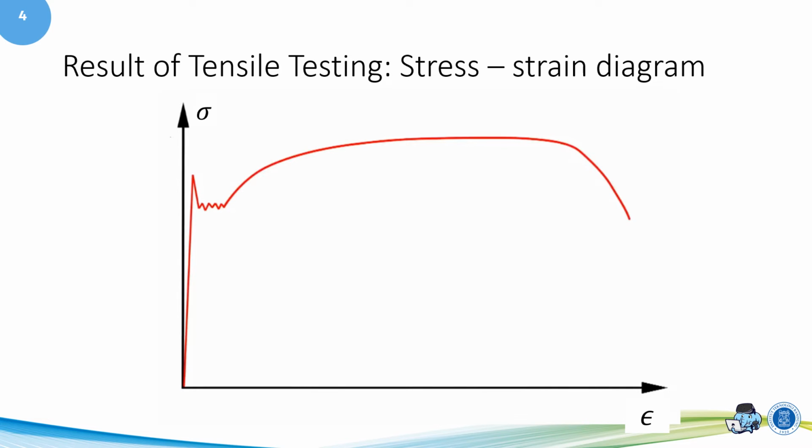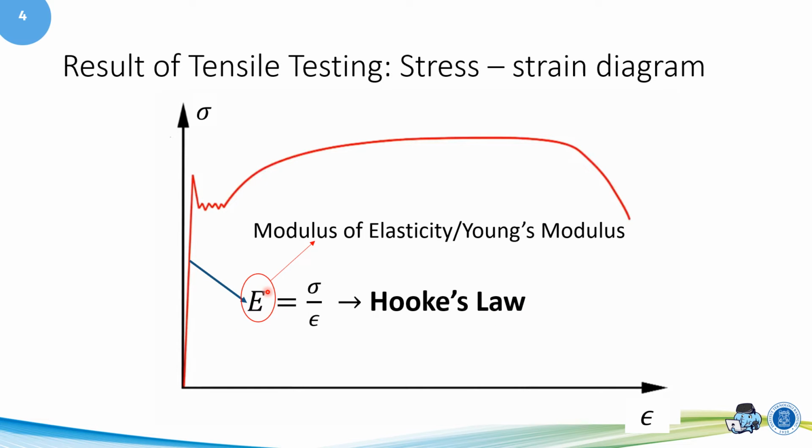Next, I will let you know the mechanical properties that can be found from the stress-strain diagram. The first one is in the elastic region here. You can see the stress and strain are proportional with the same gradient. The gradient is E equal to sigma over epsilon, and this equation is called Hooke's law. And then this E is called the modulus of elasticity or the Young's modulus. Then, the boundary between elastic behavior and plastic behavior is called the yield strength or SY.